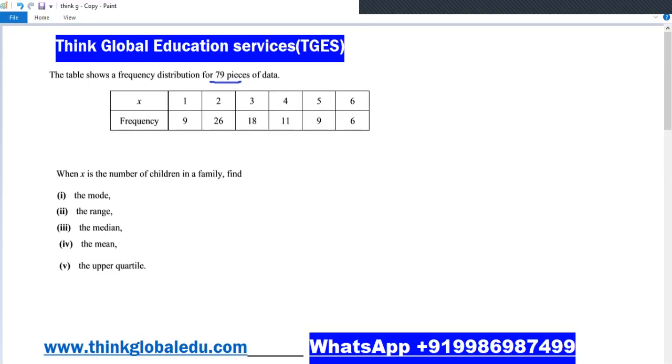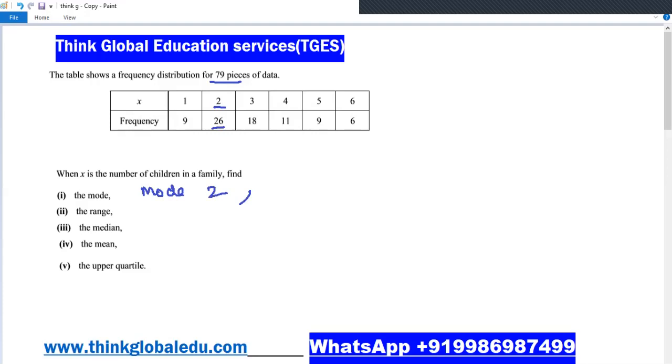So there are 6 families with 6 children, and the maximum number of families has 2 children. When X is the number of children in a family, find the mode. So mode is the value of X for which frequency is maximum. The maximum frequency is for X equal to 2. We can see this frequency is 26. So the mode is X equal to 2, or we can say there are 2 children in the maximum number of families. So the mode value is 2.